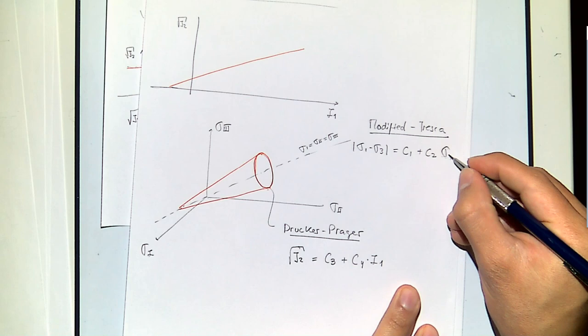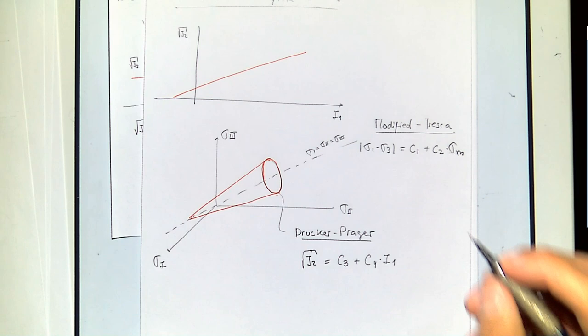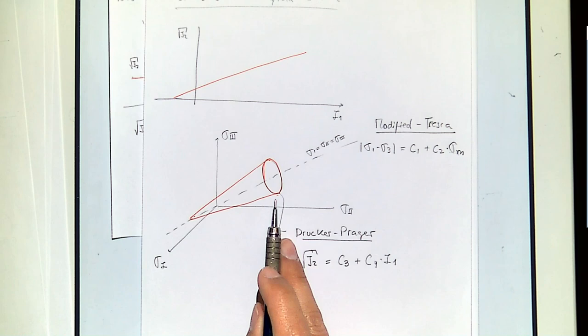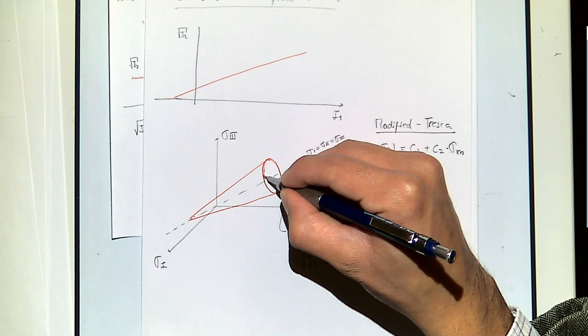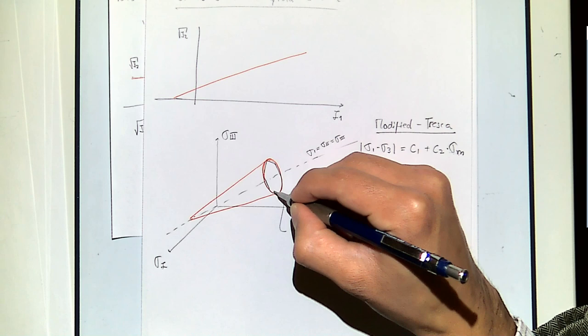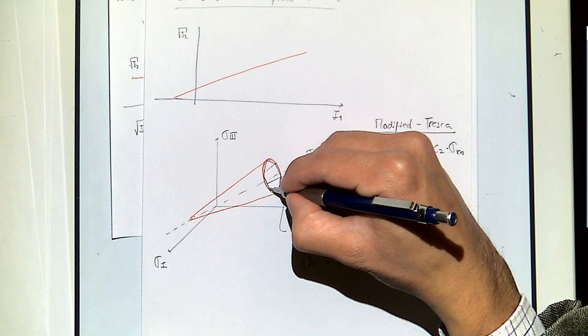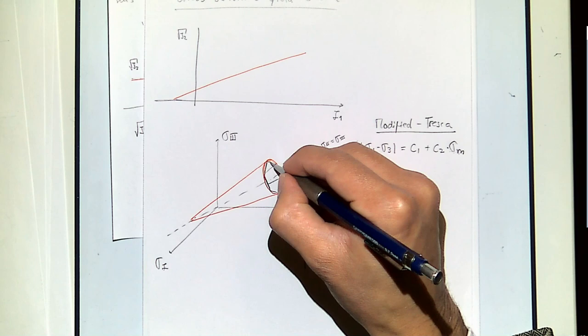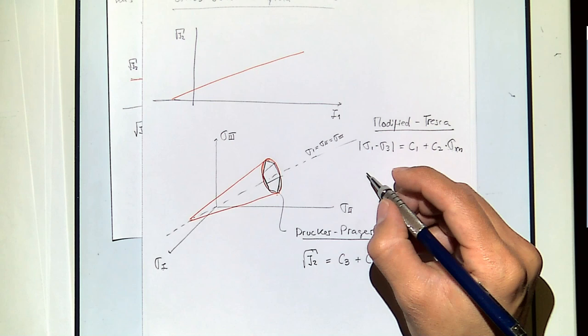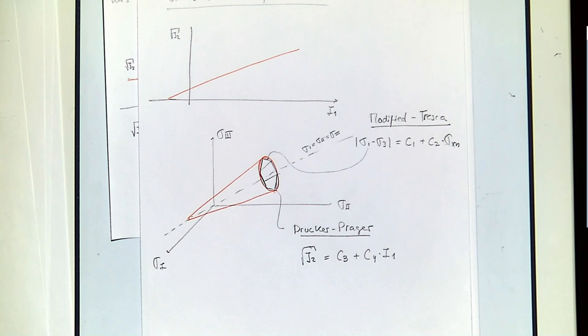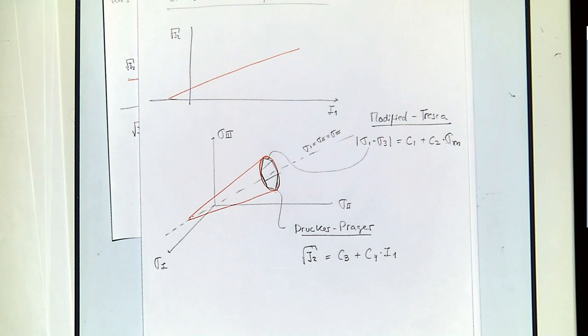Sigma m, that's a mean stress. Modified Tresca. This is the Tresca criterion. No, this is Drucker-Prager. Yeah. Modified Tresca, I'm going to draw it right now. It's just going to look like, again, a hexagon inside that circle. So modified Tresca is going to be this one. It's the hexagon, and Drucker-Prager is a cone. You could use both of those, and you can capture the stress sensitivity of a material.